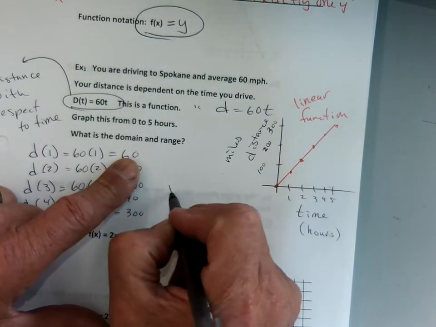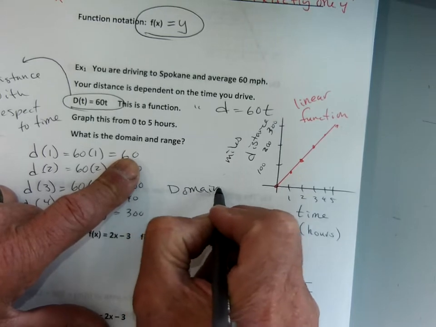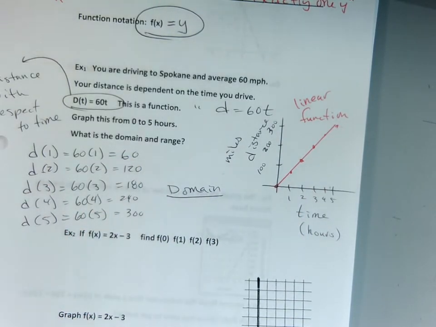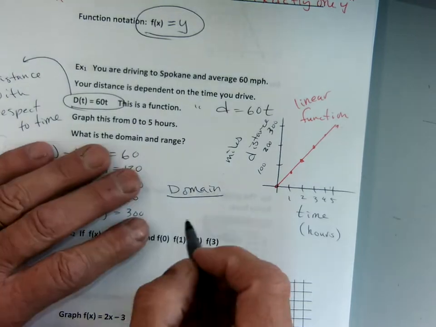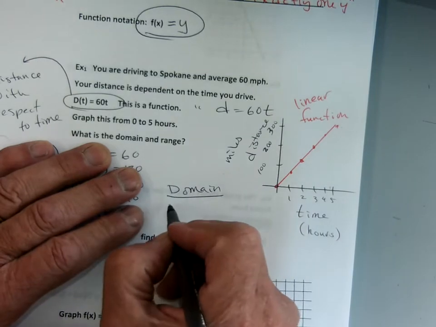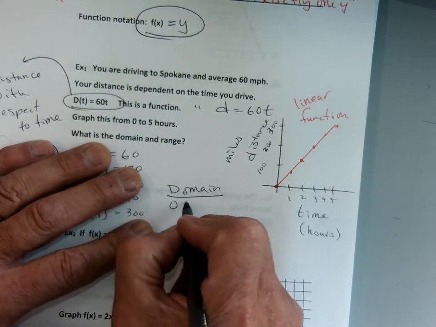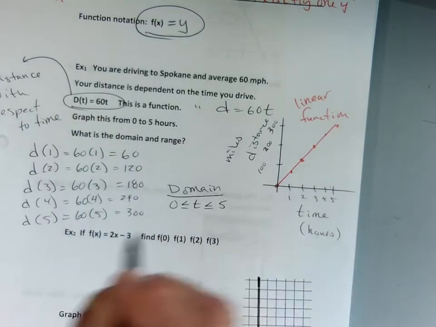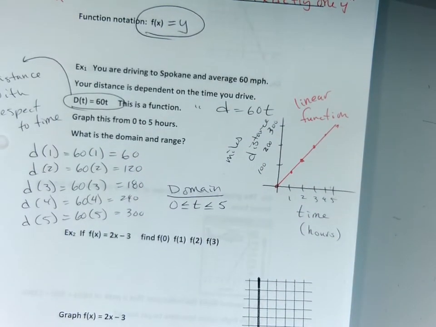So what's the domain? Tell me, what's the domain? Yes. 1, 2, 3, 4, 5. Yes, and let's do this because all the numbers in between. Good answer, Grace. So I'm going to use set notation because everything between 0 and 5, right? Because we also have 1.5, we have like 2.3 hours, or whatever, right?